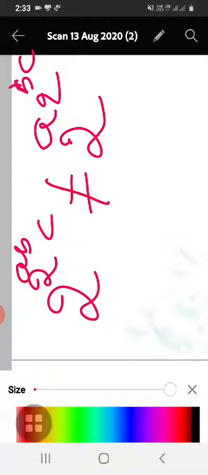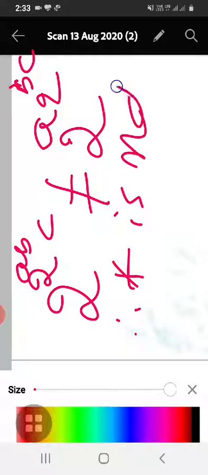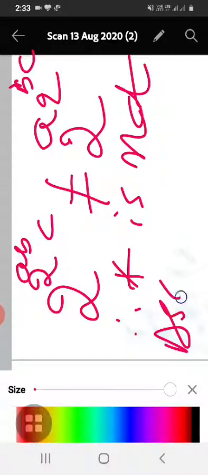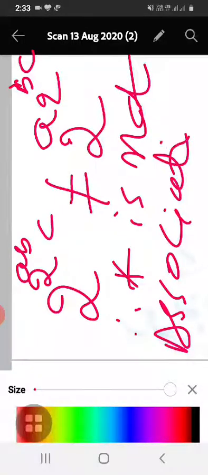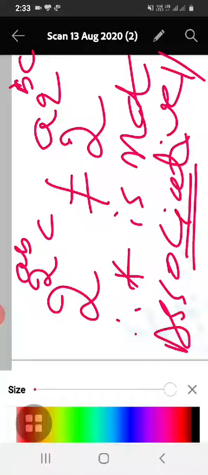So clearly these two are not equal. See, these are different. Therefore star is not associative. So in this way we can do the problem. So this is the second problem.